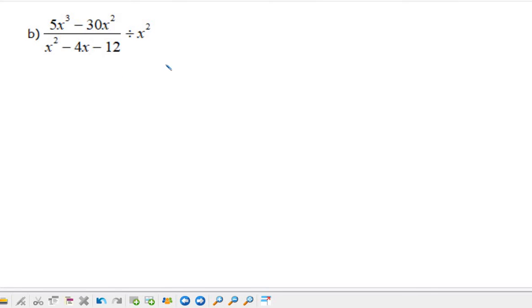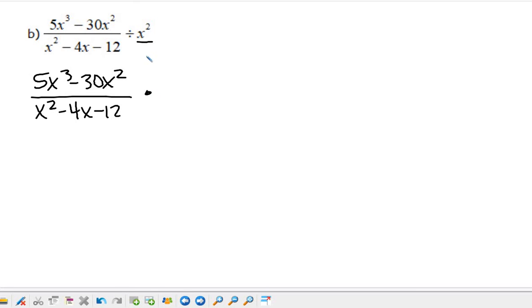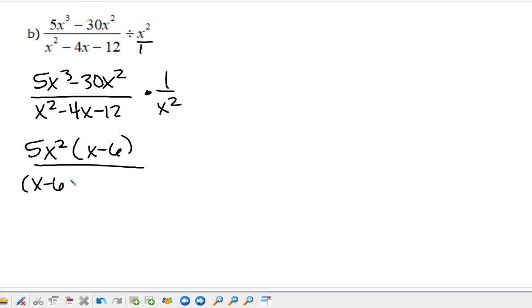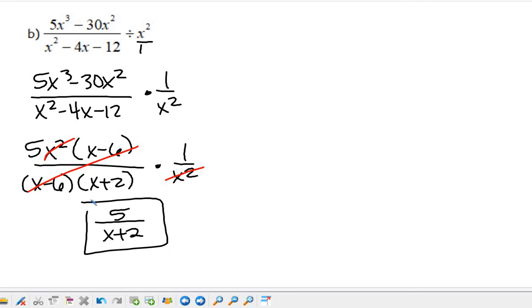So this is division. So remember that when we divide, we multiply by the reciprocal. So I'm going to fix that before I even touch my factoring. So the reciprocal of x squared over 1 is 1 over x squared. So I have a GCF, 5x squared. It leaves me with x minus 6. It's going to leave me with x minus 6, x plus 2, times 1 over x squared. So my squareds go away, my minus 6 goes away, and leaves me with 5 over x plus 2.